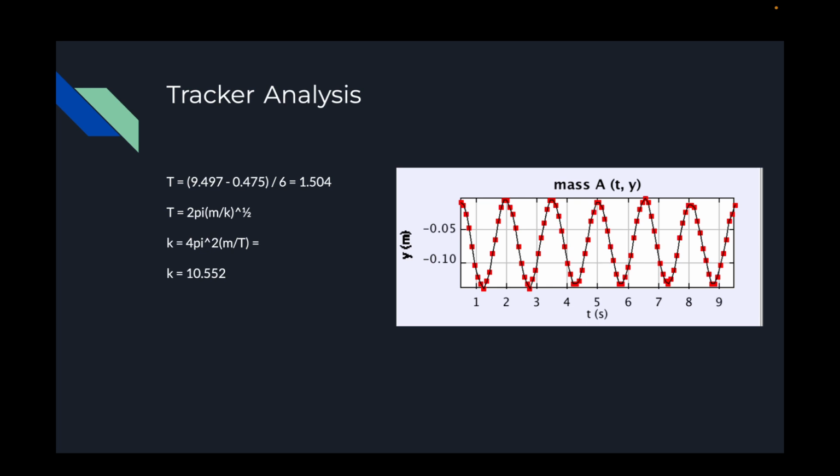So here's my tracker analysis. I calculated T, which is the period of oscillation, to be 1.504. This is my calculation. I took the equation for T and rearranged for k, which is spring stiffness, and I plugged in T and m, and I got k to be 10.552 newtons.